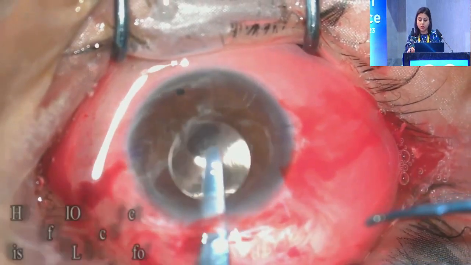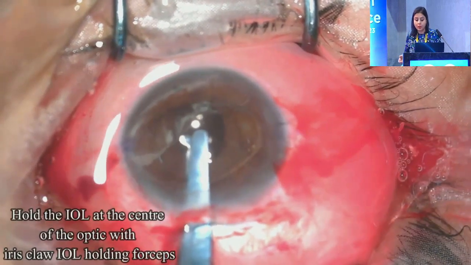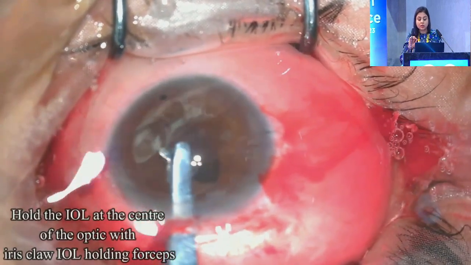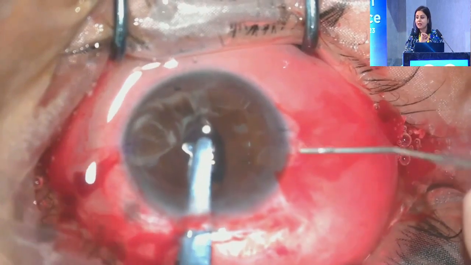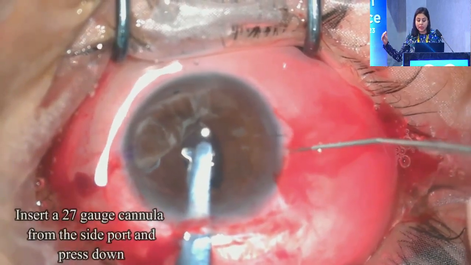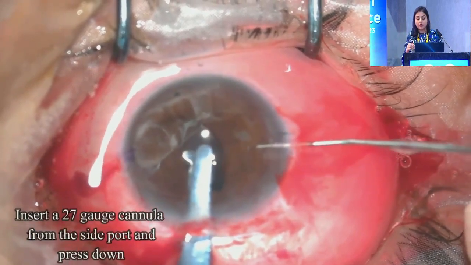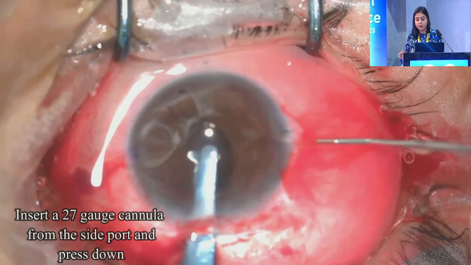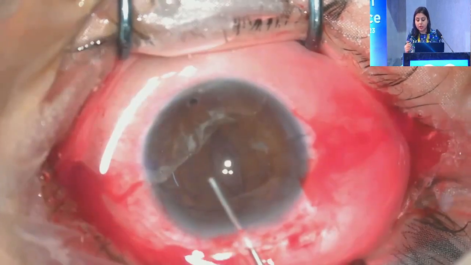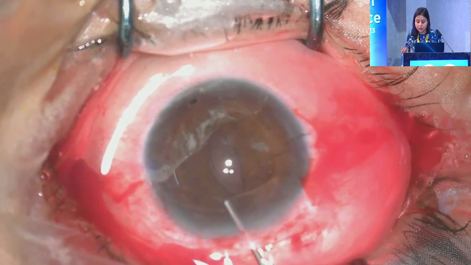The second tip here to know where the claw is, once we put the haptic back, is to hold the center with these iris claw IOL holding forceps, exactly where the claw is. So we can draw a line in our mind and we know exactly where the haptic, the claw, is. And when we tuck in, we have to be a little gentle. We need to just slide in with the hydrodissection cannula.